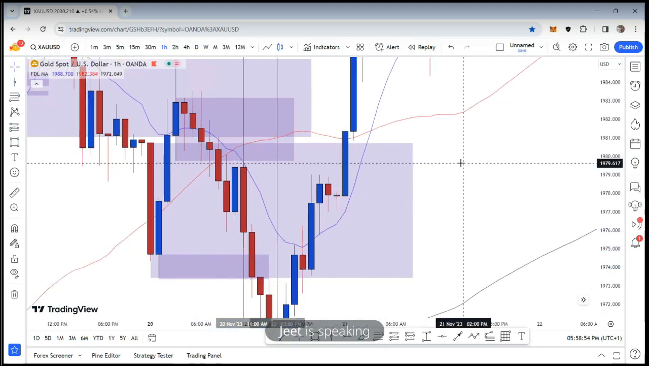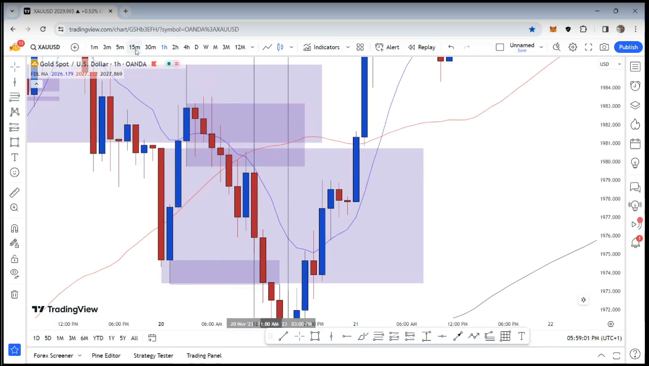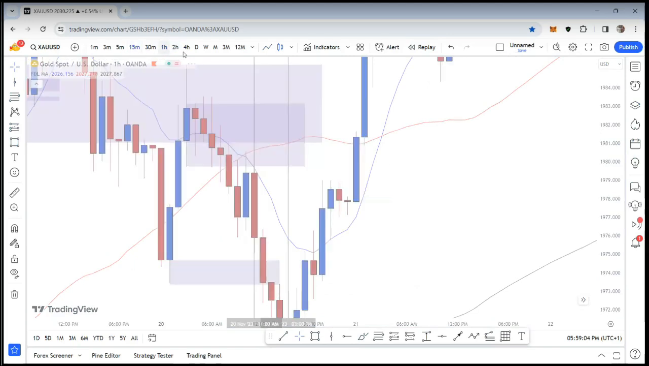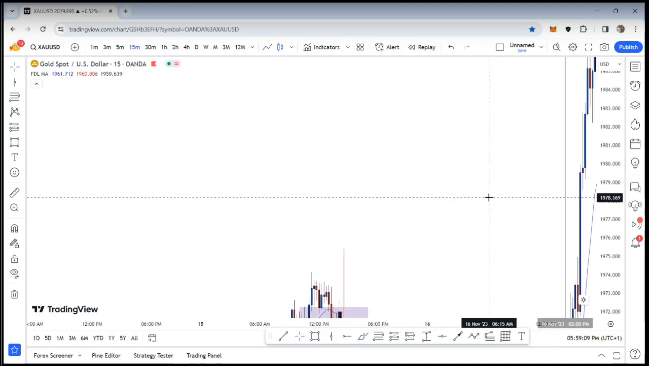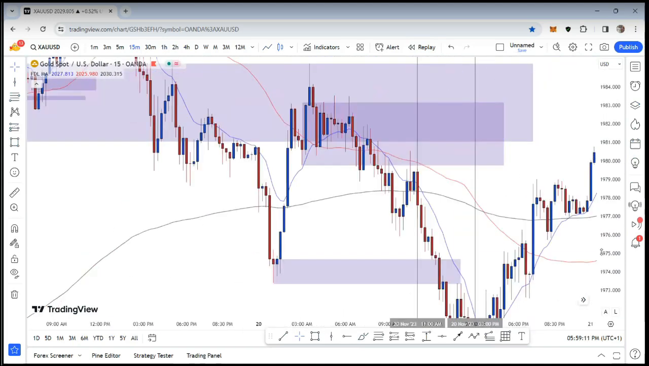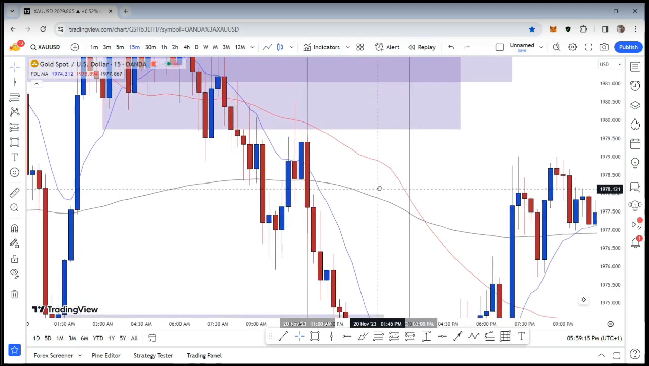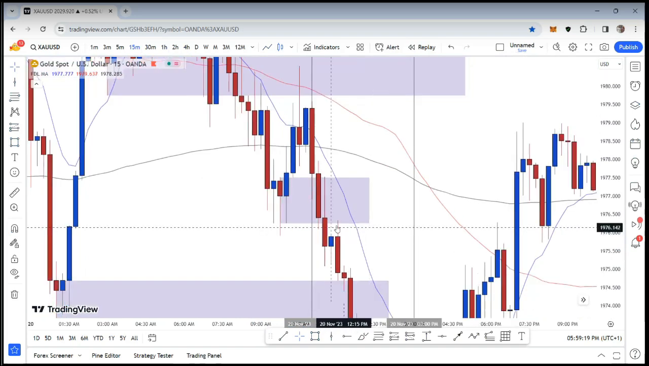Right. So now, as price is testing this, I want 15-minute structure to align. Let me take this out so that you guys can know what we are doing. Let's go down to 15 minutes. Now, ask yourself, guys, did we have a 15-minute change of storyline? Yes, we did. This is the retest.